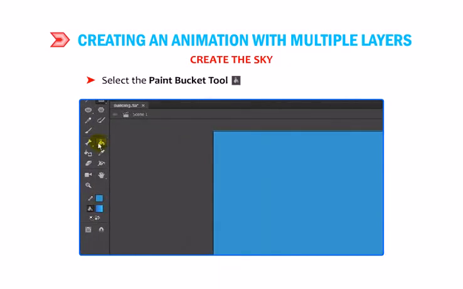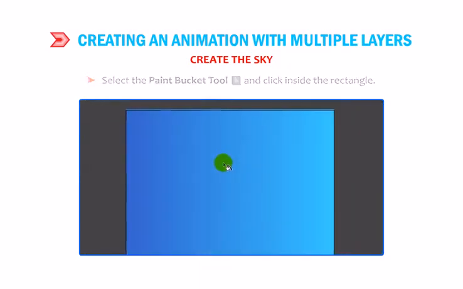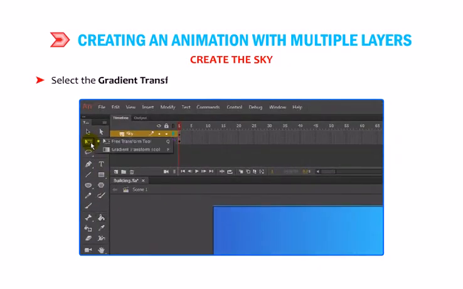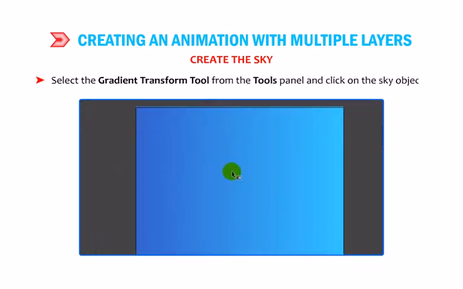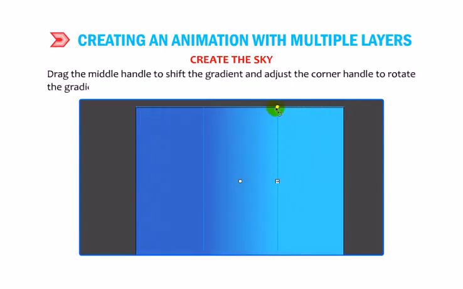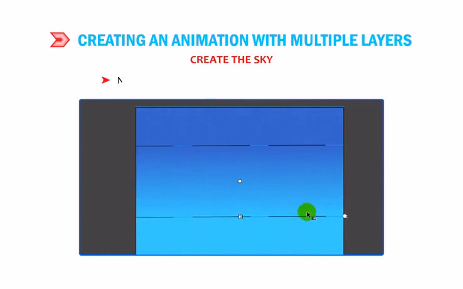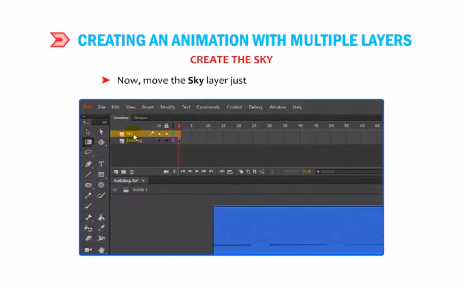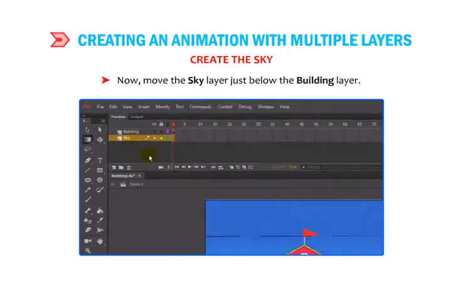Select the Paint Bucket tool and click inside the rectangle. Select the Gradient Transform tool from the Tools panel and click on the sky object. Drag the middle handle to shift the gradient and adjust the corner handle to rotate the gradient. Now, move the sky layer just below the building layer.